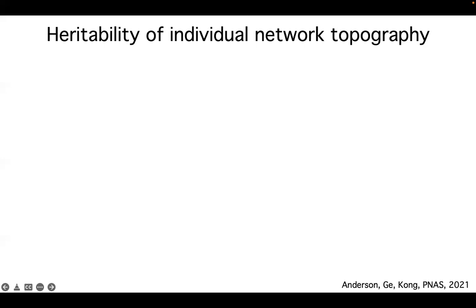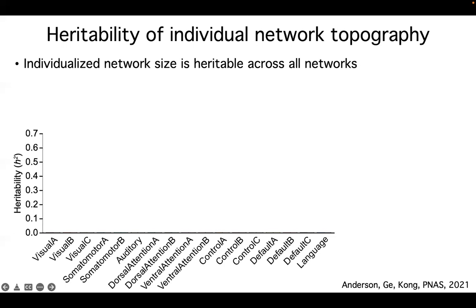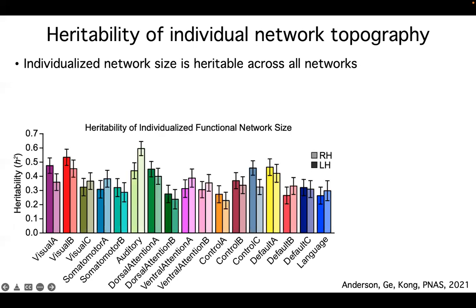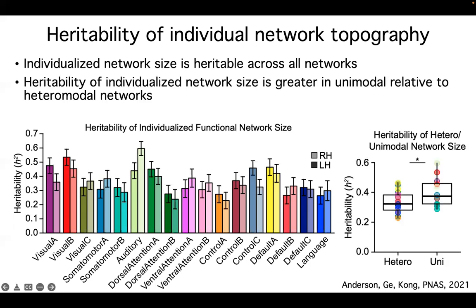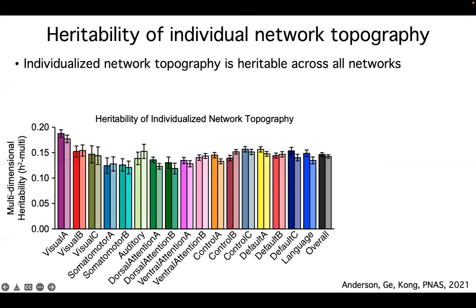Individual network topography is also related to heritability. In this plot, the y-axis is the heritability, and the x-axis is different networks. This work is from Kevin Anderson. He shows that individual network size is heritable across all networks. And the unimodal networks have relatively higher heritability than heteromodal association networks.